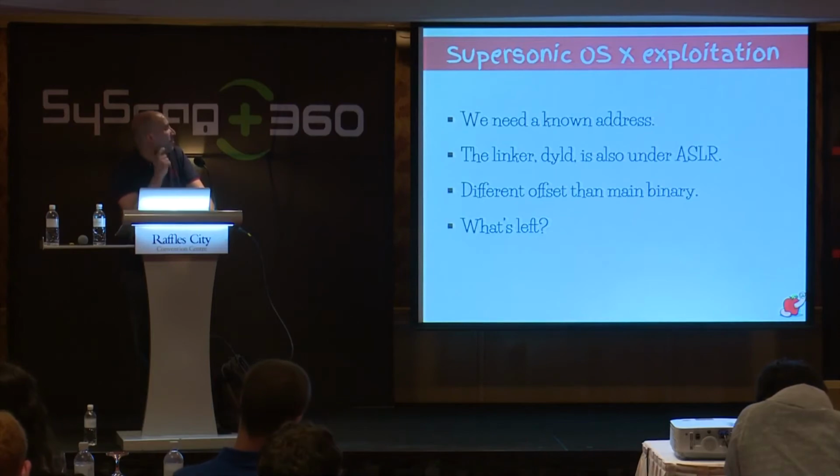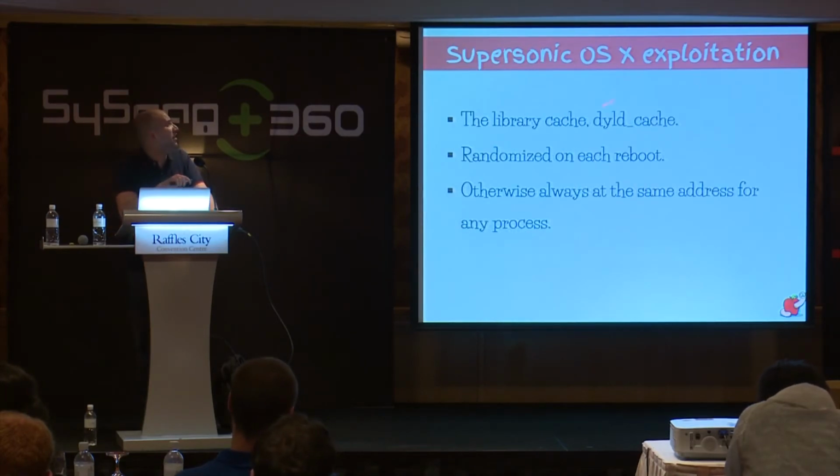So what do we need? We need a known address in the process. We cannot attack the linker, because the linker has its own ASLR offset, which changes with every execution, so we cannot attack it. We have the same problem with ASLR. What else can we do that is probably in a fixed place? There is something: the dyld shared library cache.